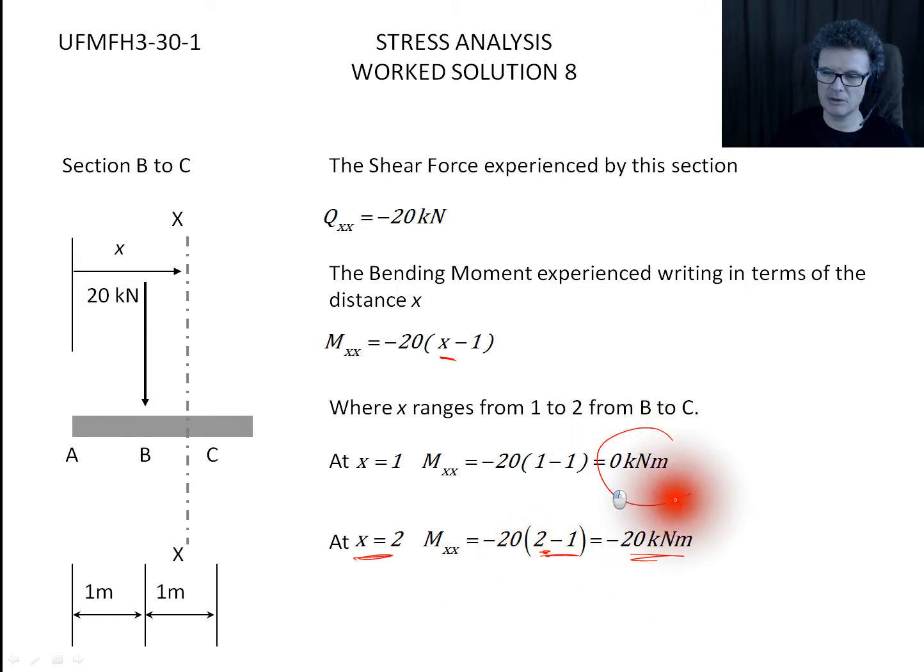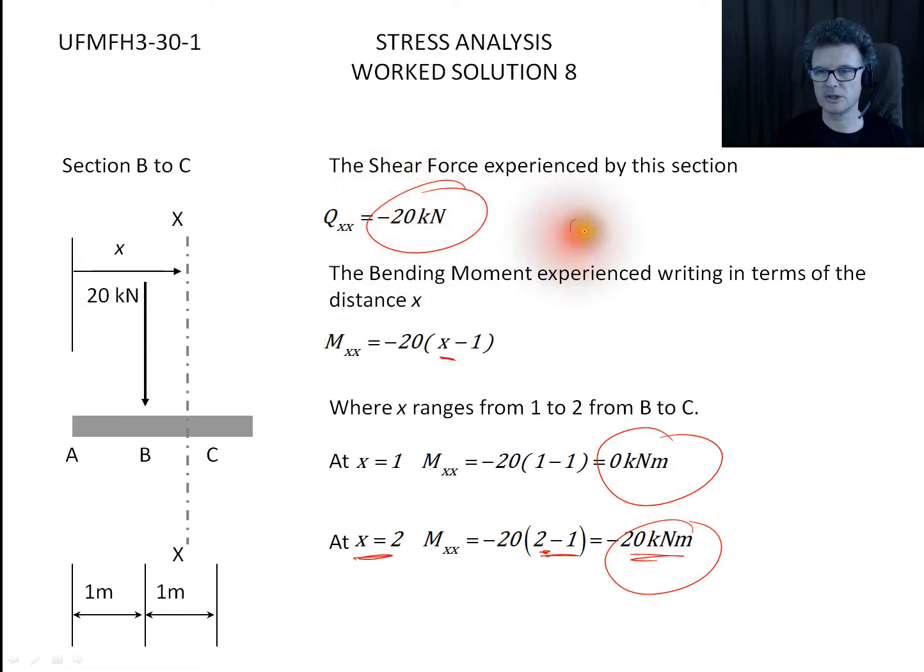So now we have coordinates that we can plot. And these ones are just straightforward, it's just going to be minus 20, a step change. So all throughout the range B to C, we know Q is minus 20. For M, in the range B to C, we know that M goes from 0 to minus 20.